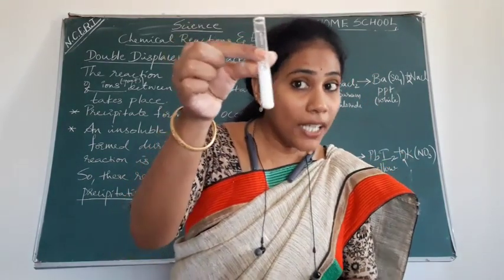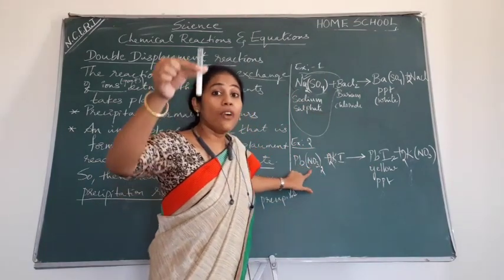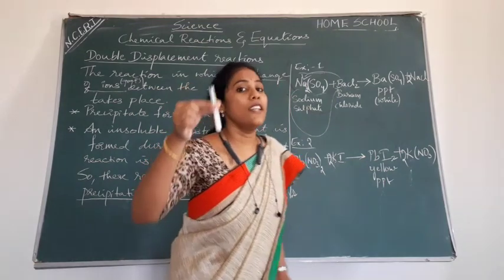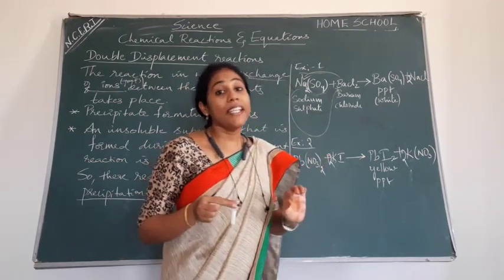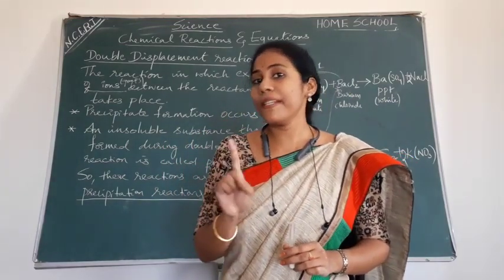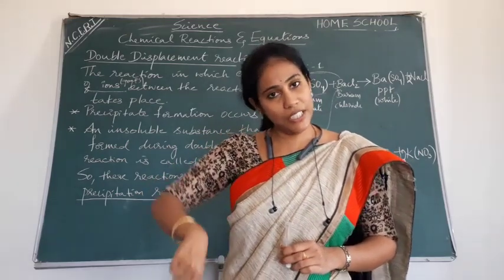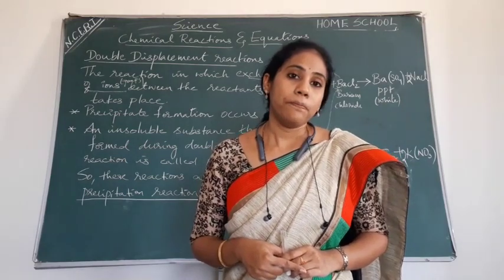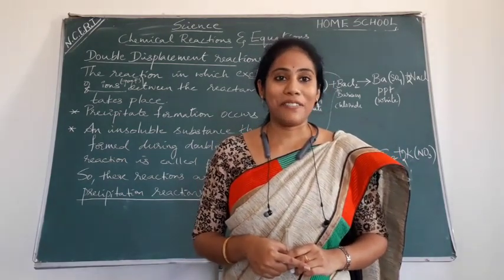Similarly, you will observe a yellow colored precipitate in this reaction. And what is that yellow colored precipitate? Lead iodide is the yellow colored precipitate. So definitely in a double displacement reaction, one or the other colored precipitate is formed. In different reactions, different colored precipitates are formed. So this is about double displacement reaction.